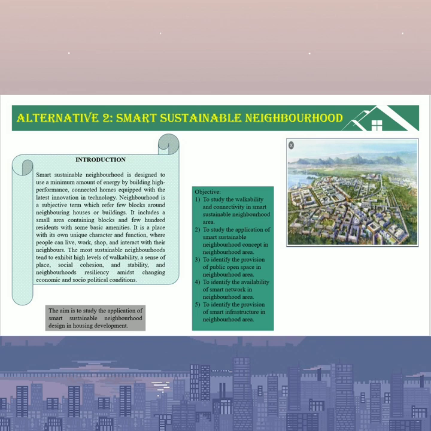The aim of Smart Sustainable Neighbourhood is to study the application of Smart Sustainable Neighbourhood design in housing development. The objectives are to study the walkability and connectivity in a Smart Sustainable Neighbourhood area, to study the application of the Smart Sustainable Neighbourhood concept, to identify the provision of public open space, to identify the availability of smart network, and to identify the provision of smart infrastructure in the neighborhood area.